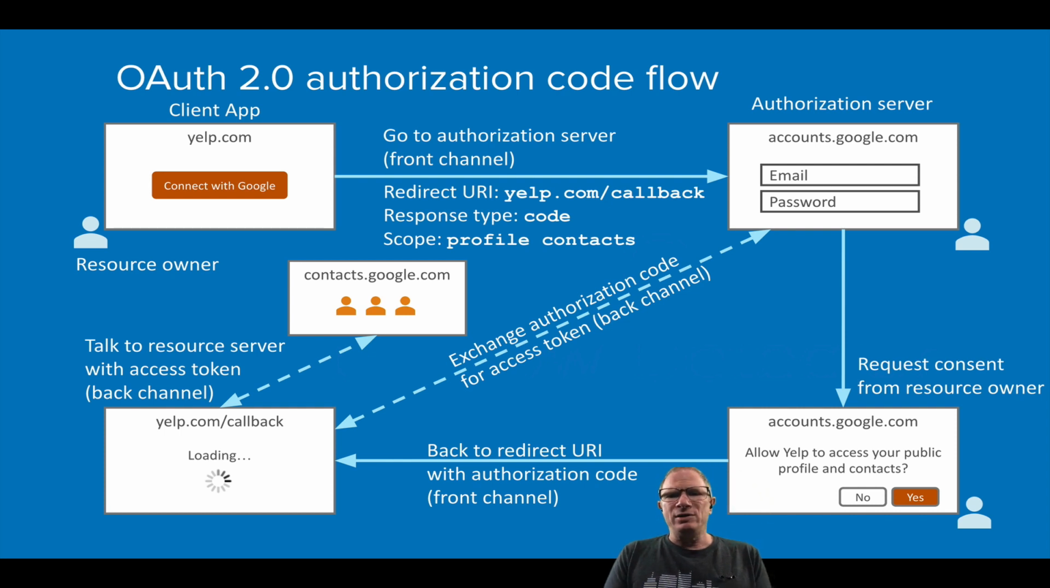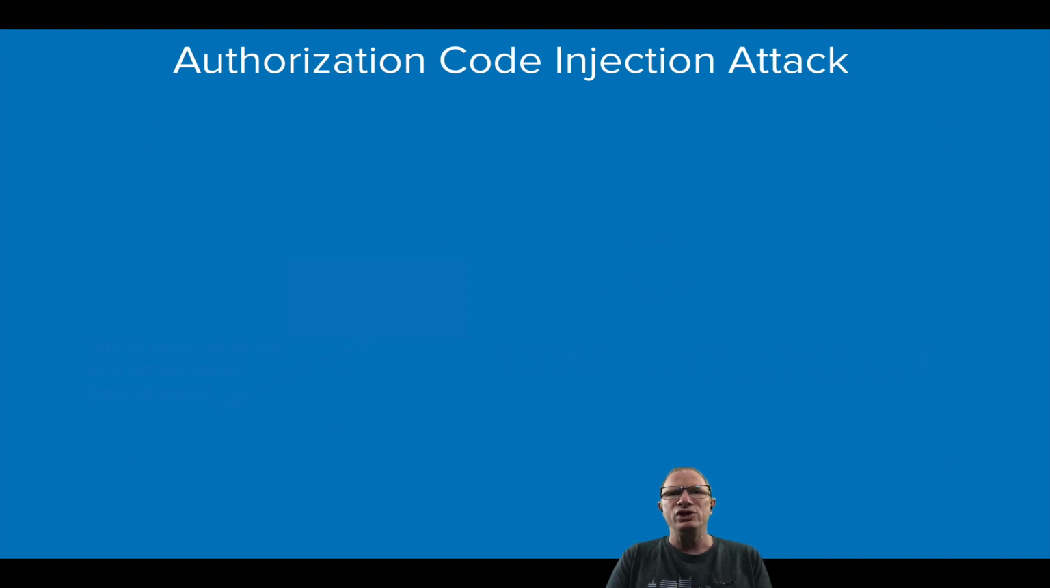All right, now this goes a long way to mitigating the problem that we had with the pure SPA app and the implicit flow, where the access token can no longer be intercepted. But there are particular types of attack on the authorization code flow, and one of them is called the authorization code injection attack, and that's what we're going to look at next.